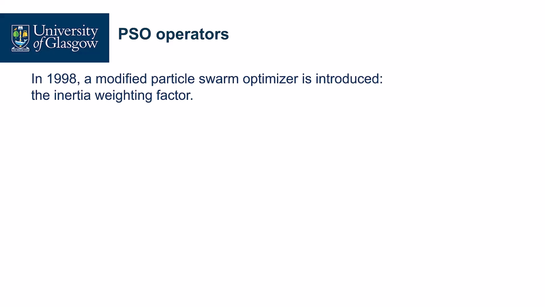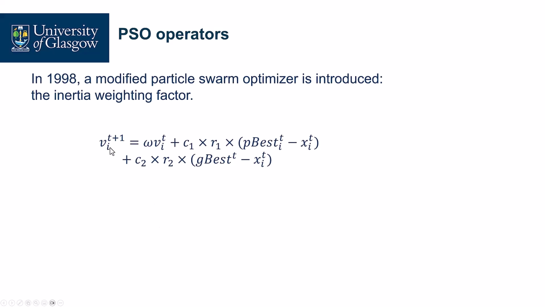In 1998, a modified PSO was introduced, and the difference is here. When updating the velocity of one particle, we can see this omega here. We call this the inertia weighting factor, and this is non-negative. There are plenty of methods to set this omega, and this is even a research topic, right? So how to set this omega? What is the function of it? Clearly in this equation, the omega controls the impact of the last velocity on the new velocity, right?